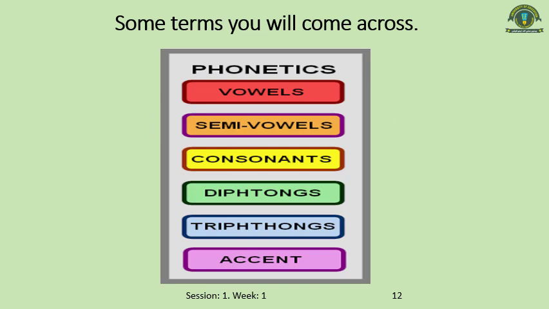I hope you remember that one of the objectives of this course is that you have to understand some of the terms related to this course. I am not saying that all the terms are in front of you now, but some of the terms, like them or not like them, you shall come across. For example, some of the terms under phonetics, for example, vowels, semivowels, consonants, diphthongs, triphthongs, accent. During phonetics and phonology, there are many more terms.